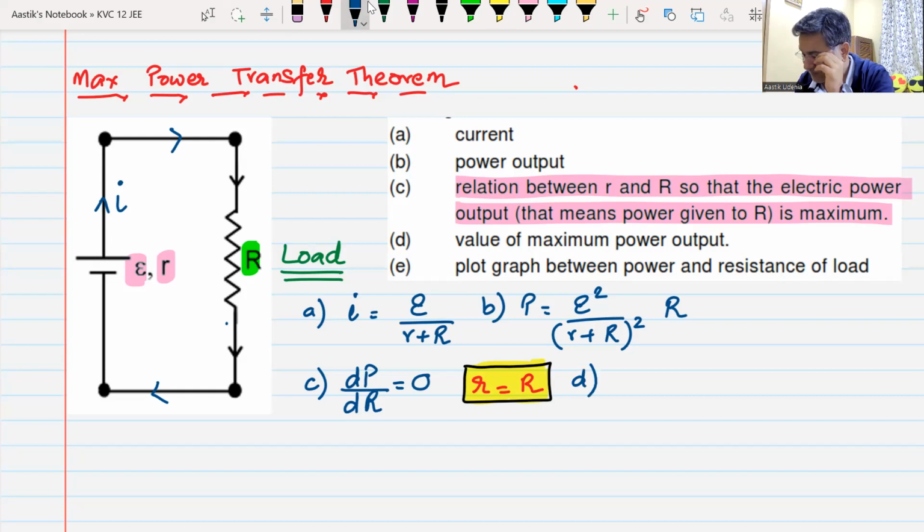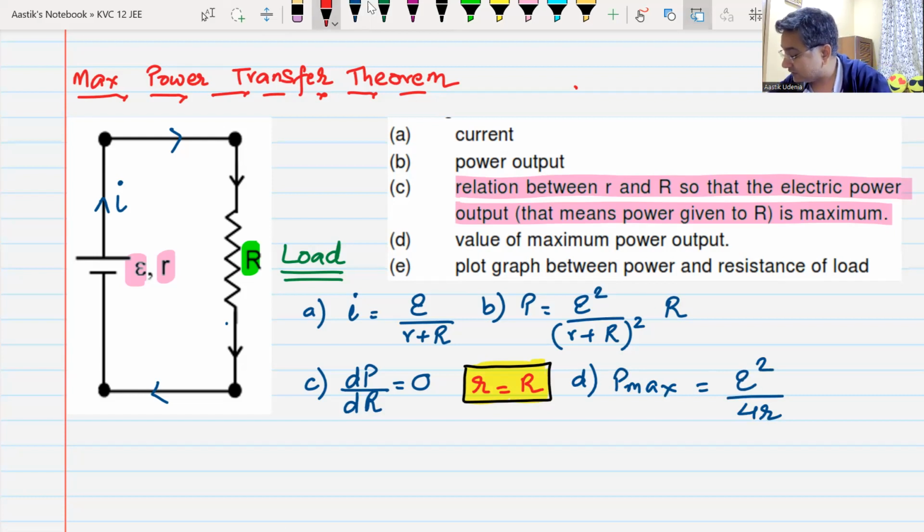Second is what is the value of that maximum power. So what you have to do is just put small r in place of capital R, and you will get your maximum power. I am going to do it for you. You have to remember this. Maximum power becomes E square divided by 4 times small r. That is your maximum power which is dissipated in this particular circuit.